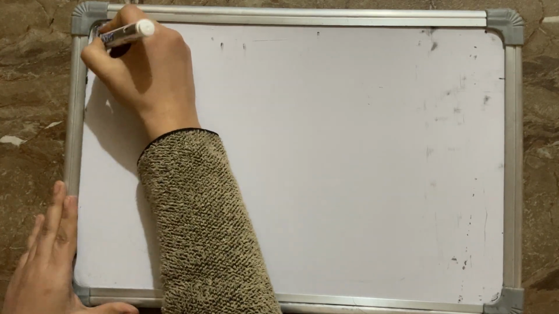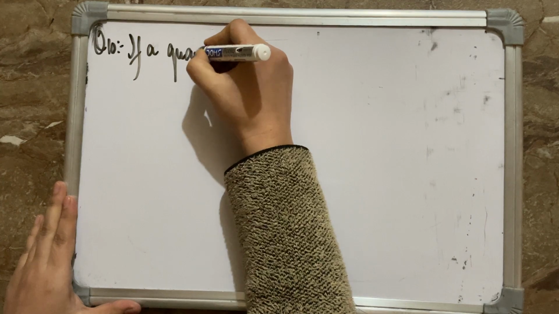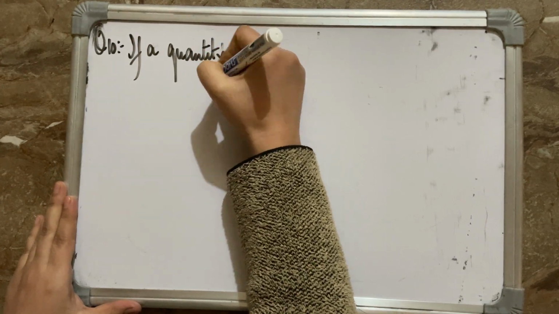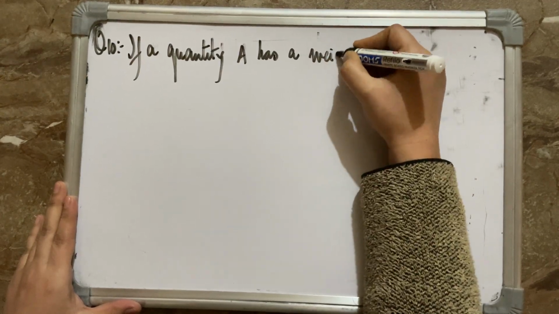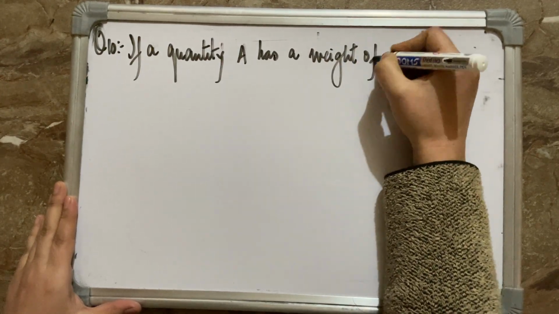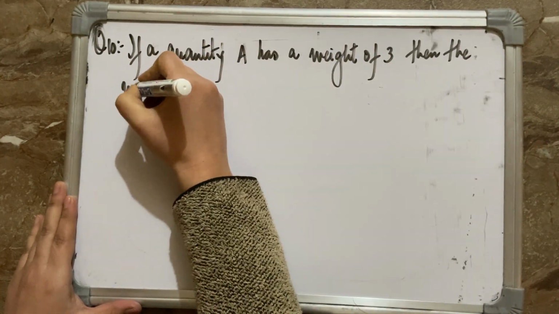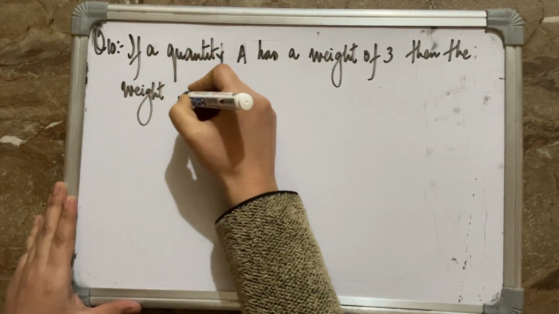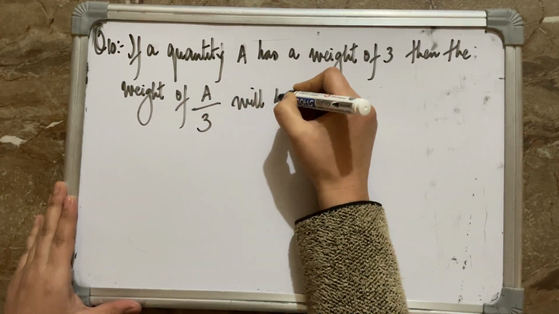Question number 10 is, if a quantity A has a weight of 3, then the weight of A by 3 will be?